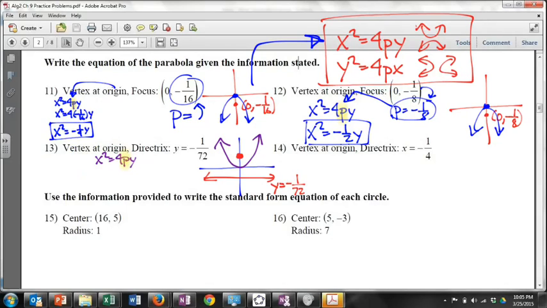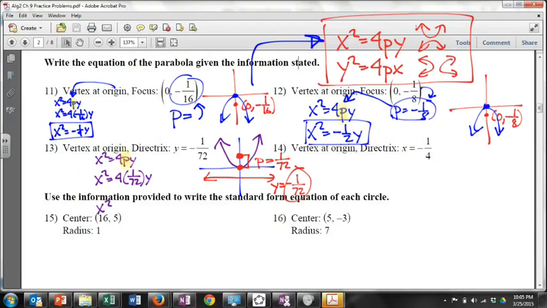Again, what is the value of p? In this case, from vertex to focus, it's going to be the opposite of 1/72, so it's going to be 1/72, positive. I took this negative because the directrix is down here, but I'm interested in this focus distance, which in this case is a positive 1/72. So x squared is equal to 4 times 1/72 times y.